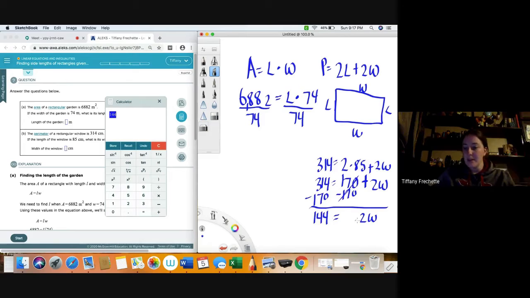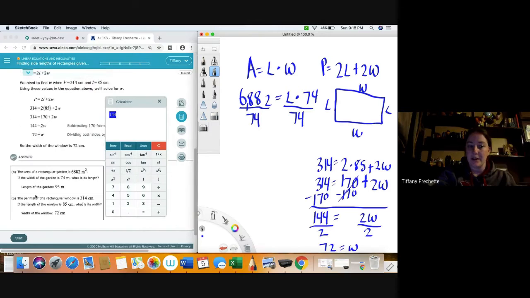All right, last step to get W all by itself: it's being multiplied by 2. We have to undo the multiplication with division. So we do 144 divided by 2, and we get 72. So W equals 72, which is exactly what they got here. And we just type these in once we get our answers.